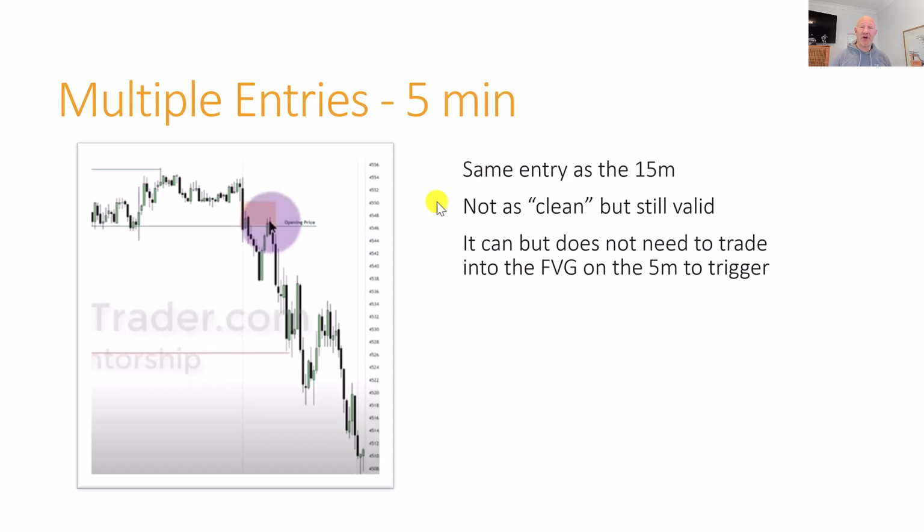So our first entry on the 5-minute chart is just transposing the fair value gap from the 15-minute down onto the 5-minute chart. Now you can see that it doesn't perfectly set up. It's not as clean as it was on the 15-minute chart, but we don't actually need the market to trade up into the fair value gap on the 5-minute chart for it to be valid, because we know we have a valid setup on the 15-minute chart. So we don't need to see price trade up into the imbalance on the 5-minute chart for it to trigger an entry on the 5-minute chart. So it's not as clean, but this is a perfectly valid way of taking the same trade.